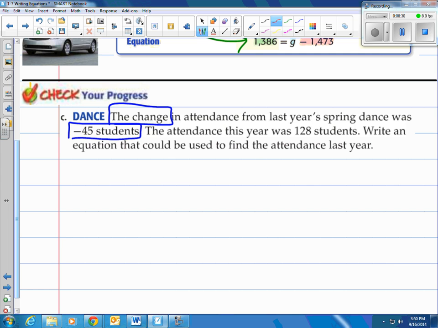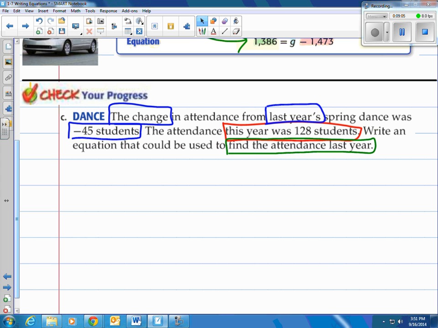Then we've got the attendance this year was 128 students. Attendance this year was 128. I should put this in blue. The change from last year is negative 45 students. All right. And then of course the last part, write an equation that could be used to find the attendance last year. Well, just that statement right there should give you the hint that that's going to be your variable. We want to find attendance from last year. So L will be our variable. That's last year's attendance. That's what we're looking for.